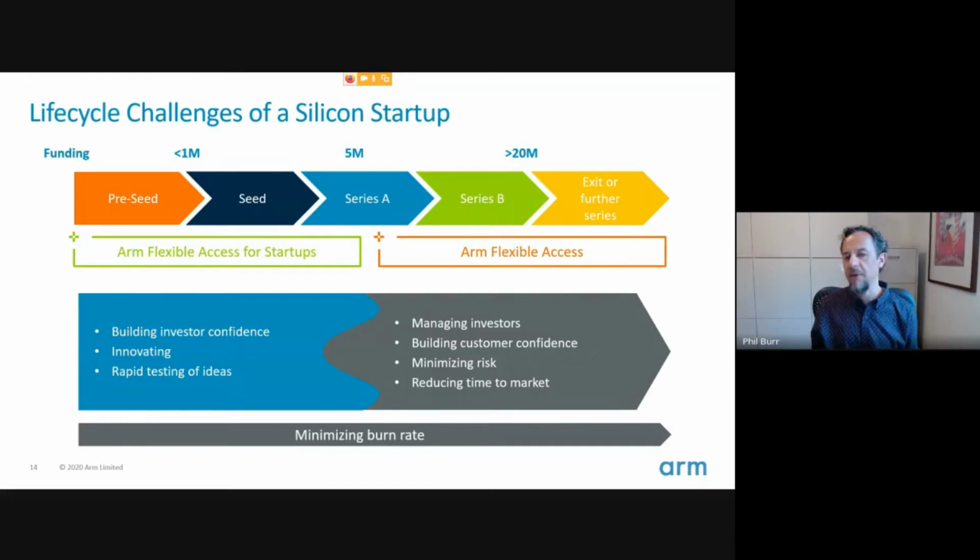But I think throughout all of those phases, it's about minimizing risk and reducing time to market. And this is where we believe ARM can offer an incredible amount there. The technology has been proven in many devices, thousands, billions of devices, and across thousands of designs, and really about minimizing the burn rate of cash, so that startups can get to market as quickly as possible and into revenue.